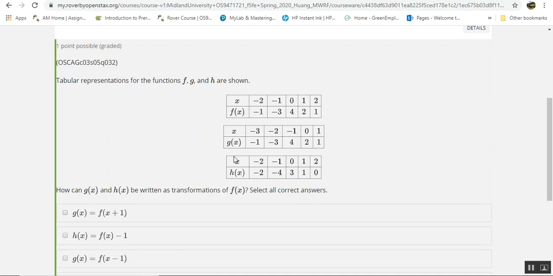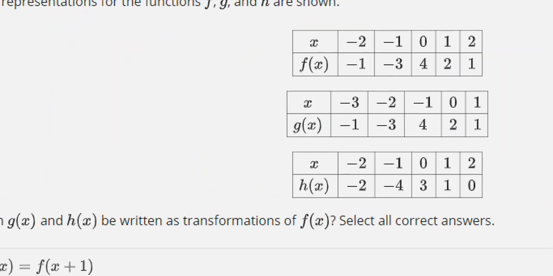Hi guys, let's take a look at this problem. You're given tables of f, g, and h. Your task is to figure out what kind of transformation you have to do so that you can get g from f and then get h from f. That's your task.